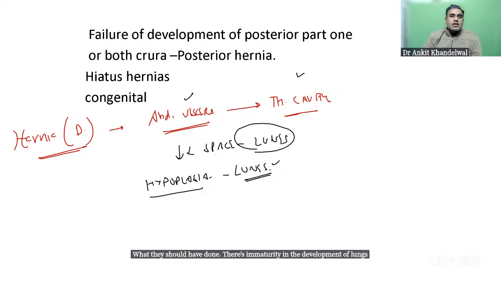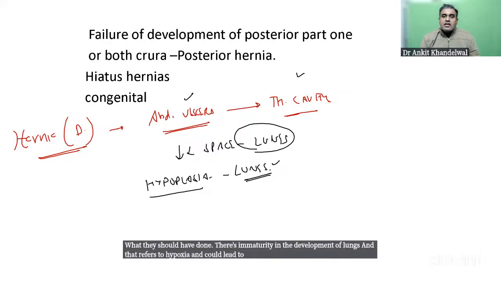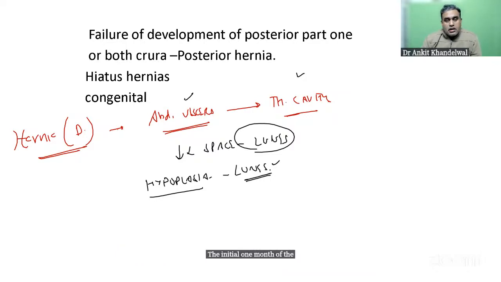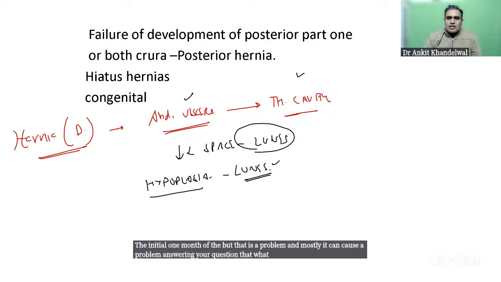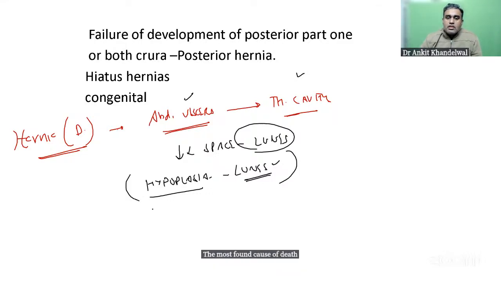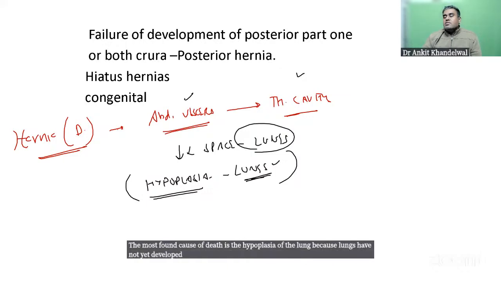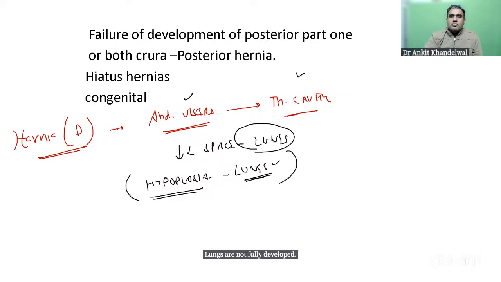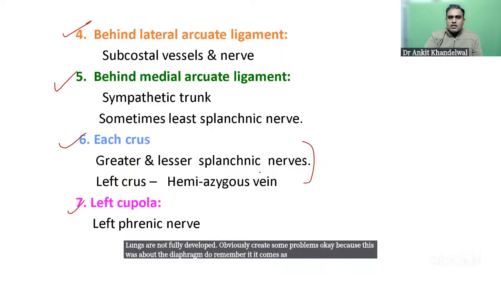And that leads to hypoxia and could lead to different respiratory conditions in a neonate. Neonatal means the initial 1 month of the birth. That is a problem. And mostly it can come as an MCQ question: what is the most common cause of death in case of congenital diaphragmatic hernias? The most common cause of death is the hypoplasia of the lungs because lungs have not yet developed. Child is born, lungs are not fully developed. Obviously, create some problems. Okay, this was about the diaphragm. Do remember it. It can come as a question. Try to make these diagrams.